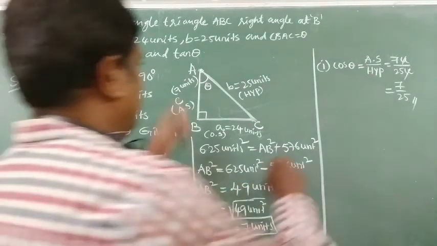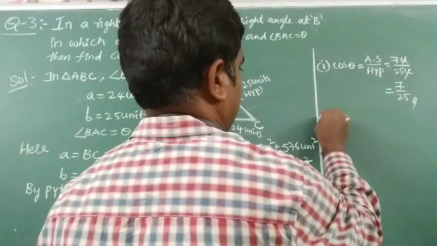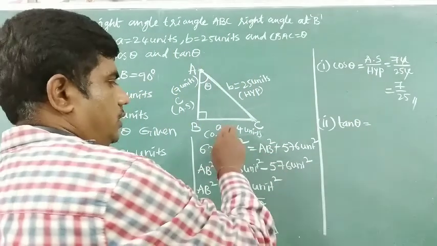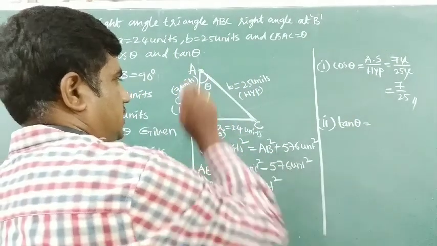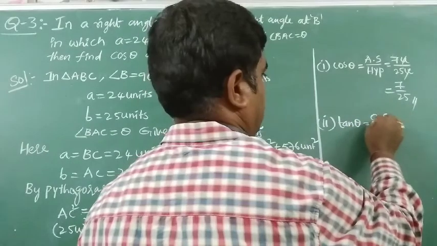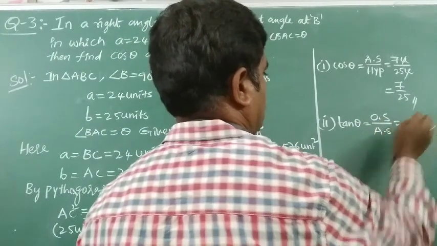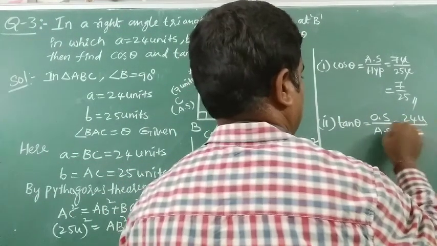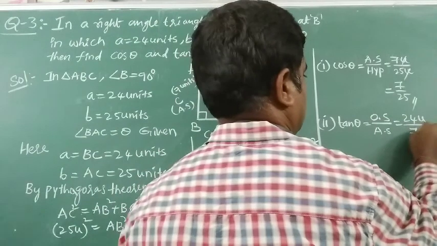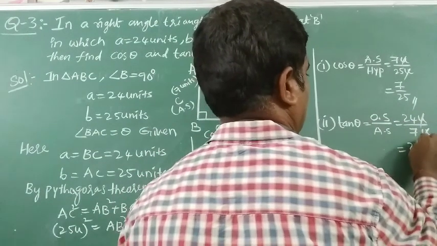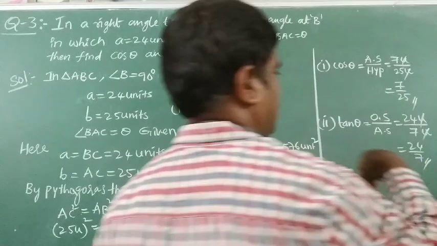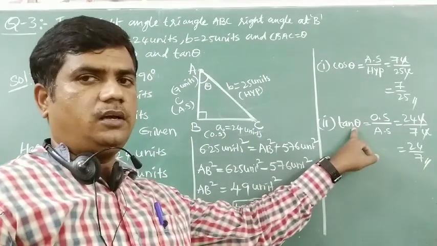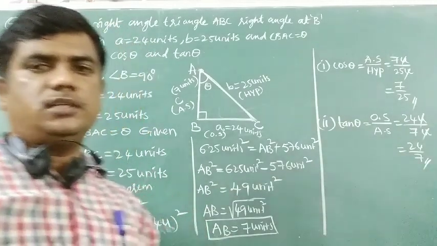Next, tan theta. Tan theta equals the ratio between opposite side and adjacent side. The opposite side is 24 units, the adjacent side is 7 units. Units get cancelled, so 24 by 7. Therefore cos theta value is 7 by 25, and tan theta value is 24 by 7.